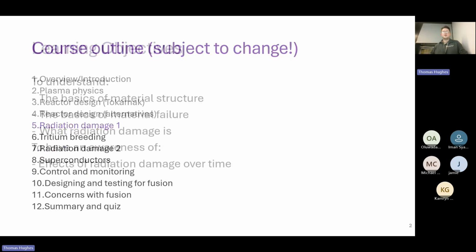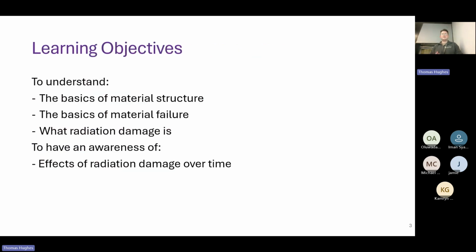So today what we want to have a look at is understanding the basics of a material structure and the basics of material failure, and understanding what radiation damage is. And then we'll have an awareness of what radiation damage does over time. But we're going to move towards that in lecture 2 and simulation methods and all that sort of malarkey in the second half.